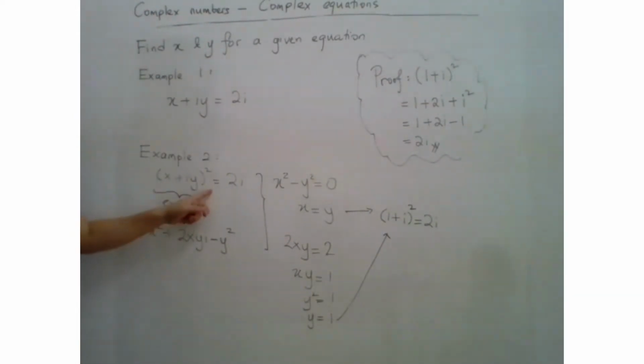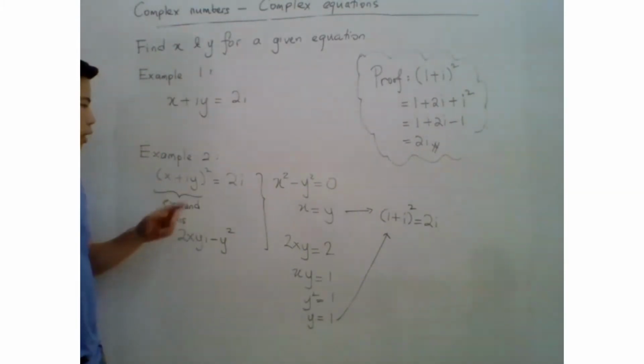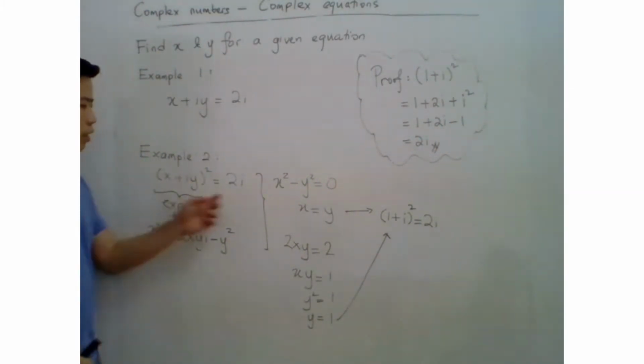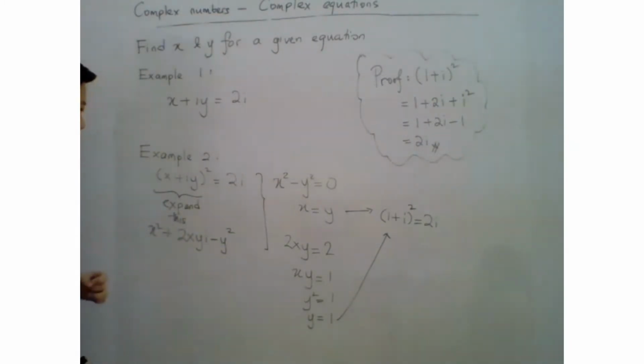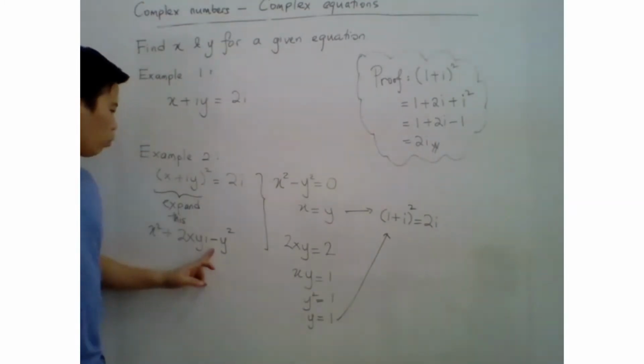But let's look at a slightly more complicated one, where now we have x plus iy squared, and this is equal to 2i. Here we want to find what x and y are, where when you take the square of it, it is going to be equal to 2i. How we do it is we expand this term, so that x plus iy squared gives x squared plus 2xyi minus y squared.